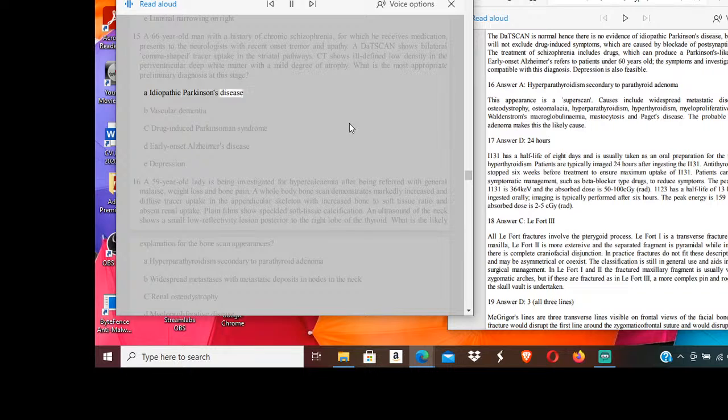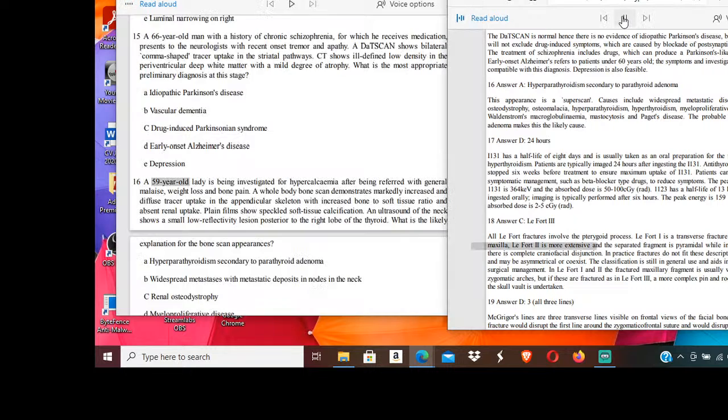A. Idiopathic Parkinson's disease. B. Vascular dementia. C. Drug-induced Parkinsonian syndrome. D. Early onset Alzheimer's disease. E. Depression.